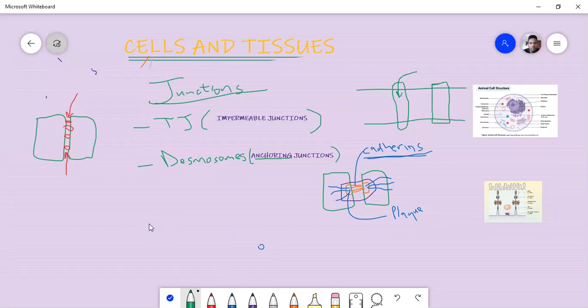And then the third type of junctions that I want you to know is your gap junctions. You just write gap junctions. So gap junctions. Your gap junctions are also known as your communicating junctions. So they can either say impermeable junctions or tight junctions. They can either say anchoring junctions or desmosomes. You have to know these words. They can say gap junctions or what? Communicating junctions. Okay, let me write communicating.